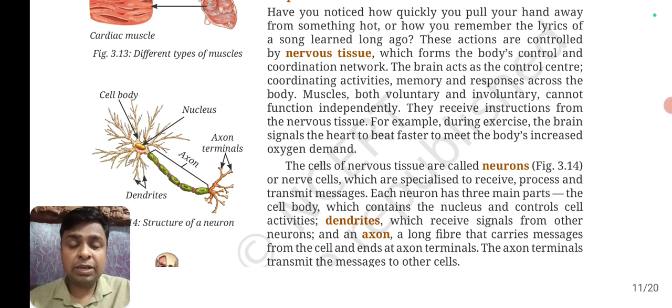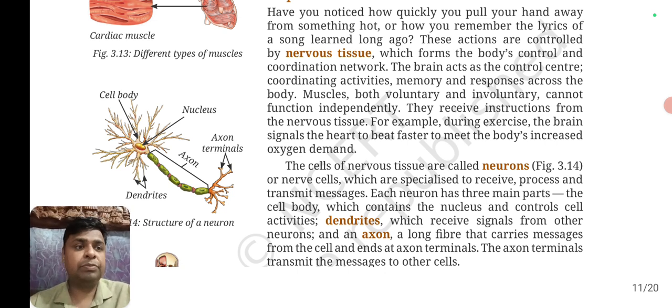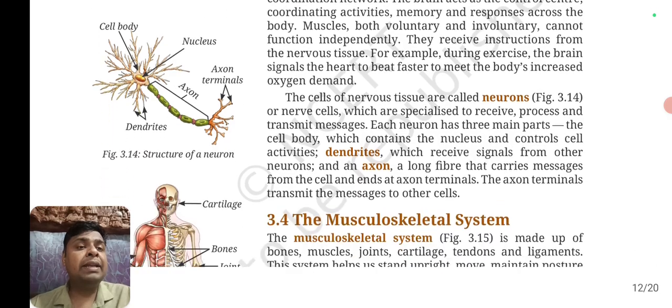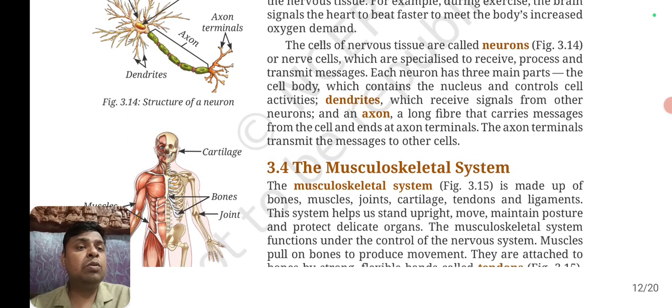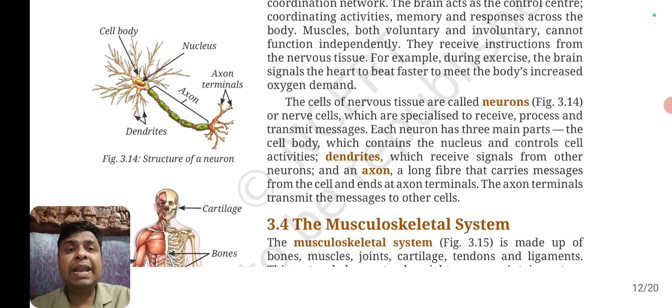Now cells of the nervous tissue are called neurons. So a special name is there, neuron. They have a special structure, they can receive and transmit messages. They can sense also, they have sensors. They contain different parts. They contain a nucleus. You can see the picture here: dendrites, cell body, nucleus, axon and axon terminal. See the picture, from the picture it's very clear.